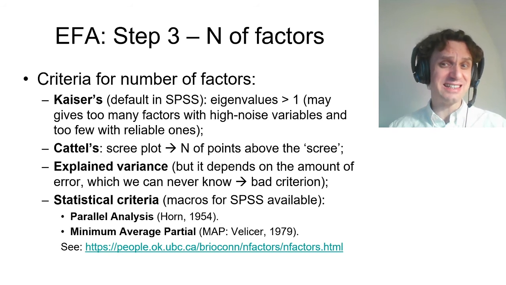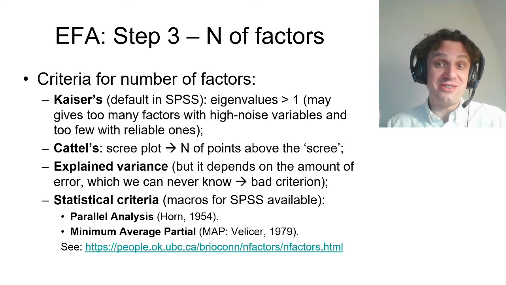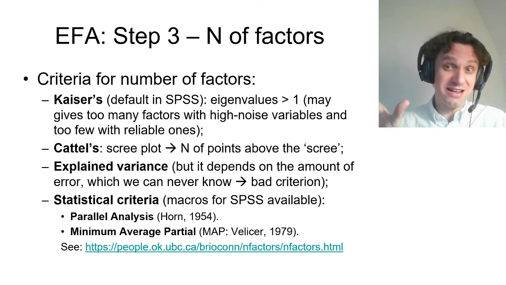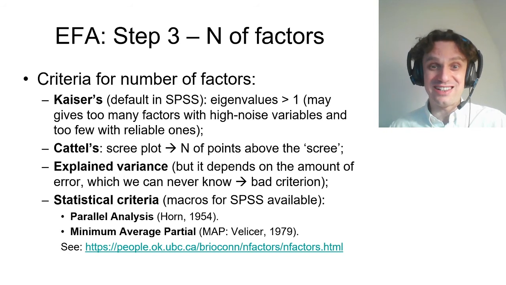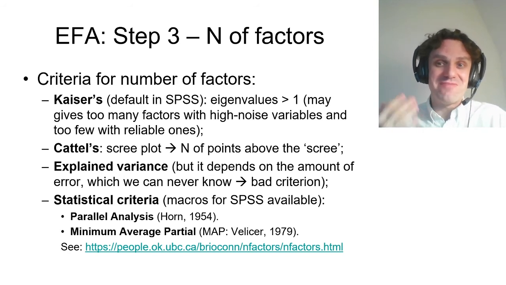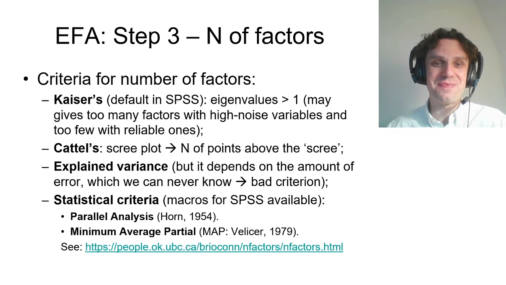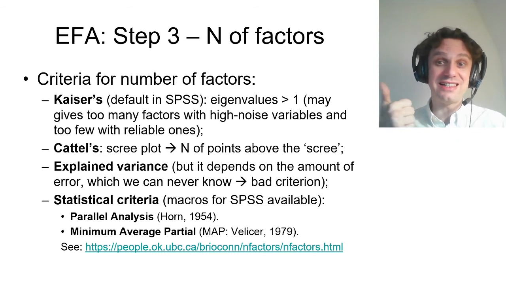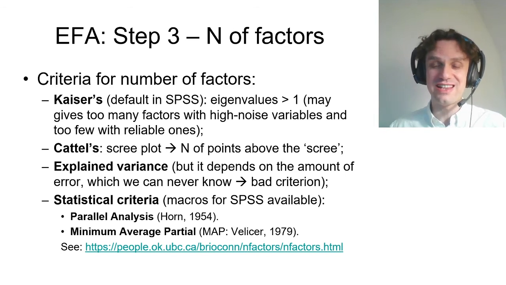Maybe in natural sciences this works. In social sciences this does not work at all, because how much variance you need to explain depends on how much error variance you have, which you can never explain. And you don't know how much error variance you have, because you don't know how reliable your variables are. That's why this criterion is definitely bad. Don't ever use it. And if you are really rigorous, you can use parallel analysis or minimum average partial.